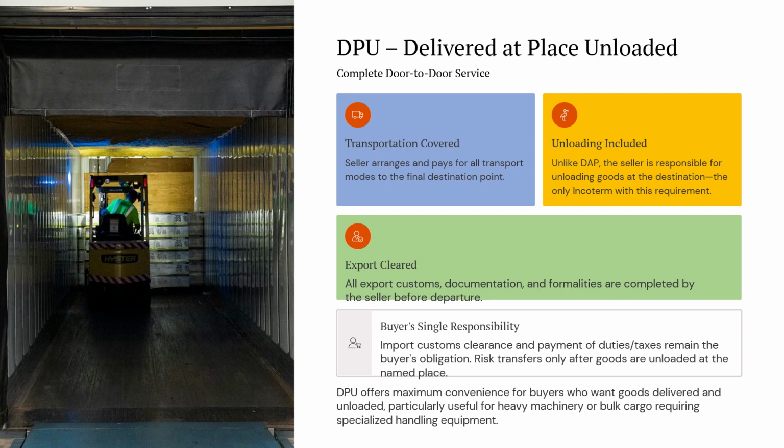DPU, delivered at place unloaded. DPU is the only Incoterm where the seller is responsible for unloading goods at the destination. The seller covers all transportation and export procedures. The buyer only handles import clearance and duties. Risk transfers after unloading is completed, making DPU ideal for heavy or specialized cargo requiring equipment.